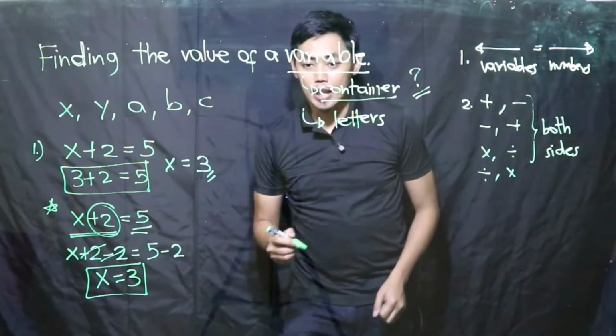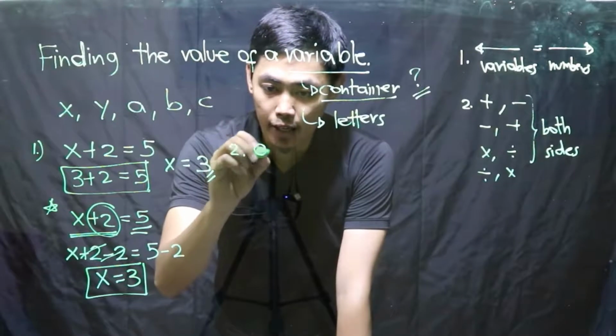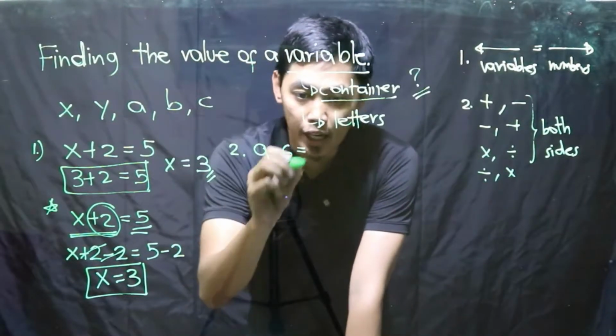Let's have another one. How about example number 2? a minus 6 is equal to 5.